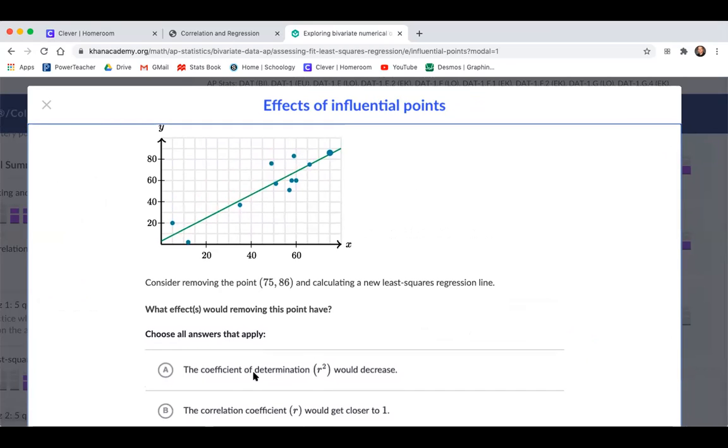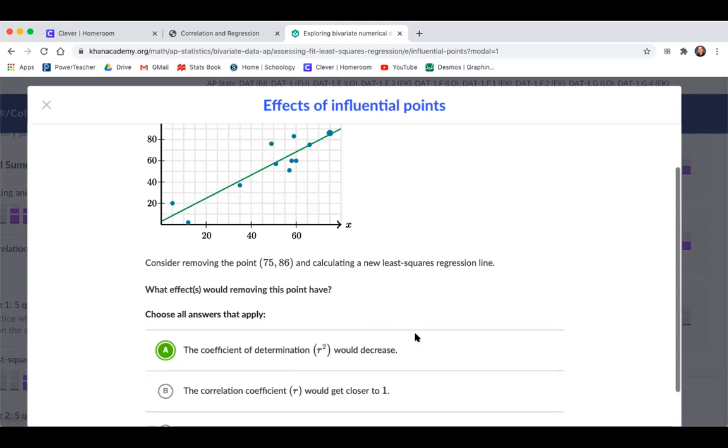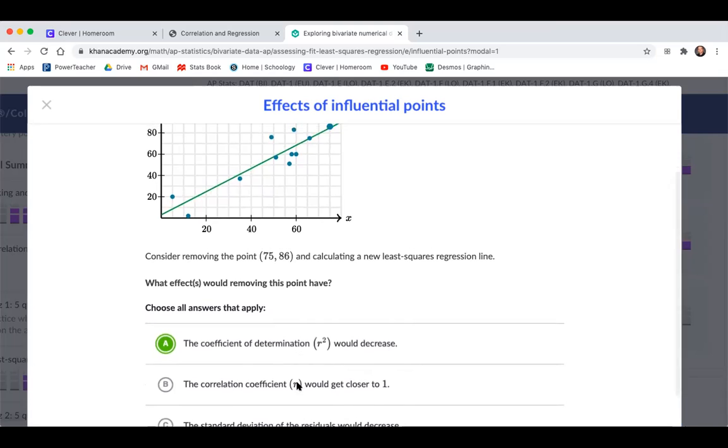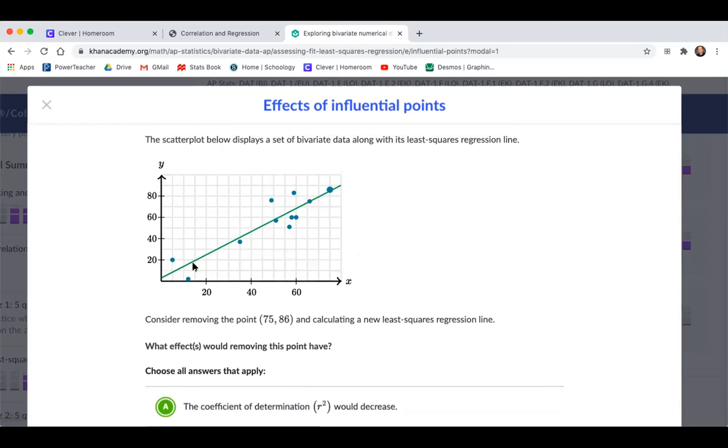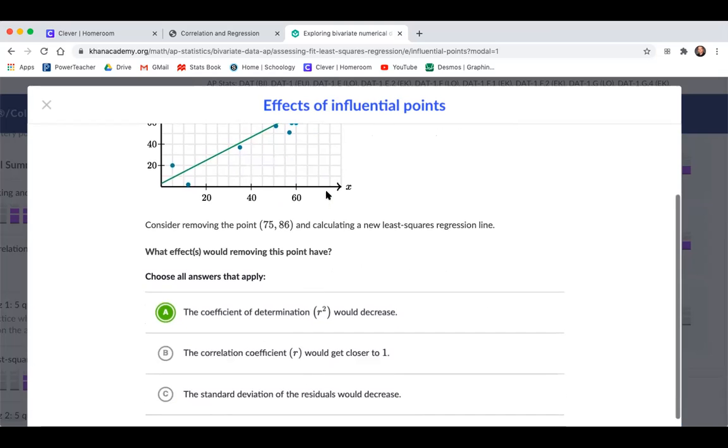The coefficient of determination would decrease. So really think about this one. Since it's so close to the least squares regression line, it's really helping our correlation coefficient. So if we got rid of this, our correlation coefficient is going to go closer to 0, which means this value is also going to decrease. Again, by removing that point, our relationship is going to be not as strong. So it's going to get closer to 0, not 1.